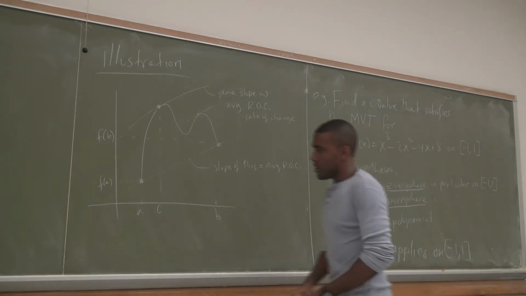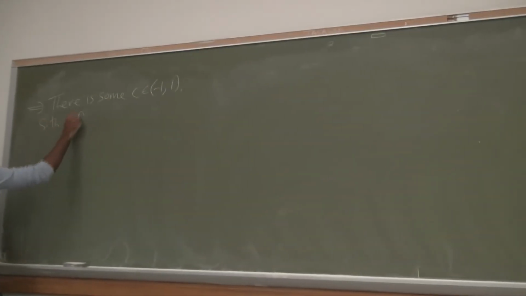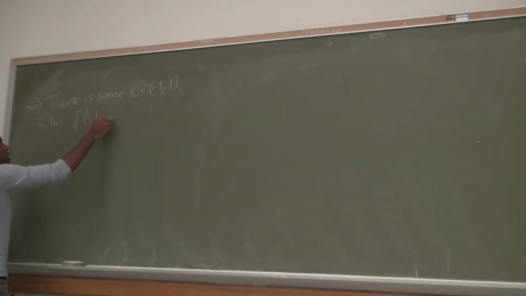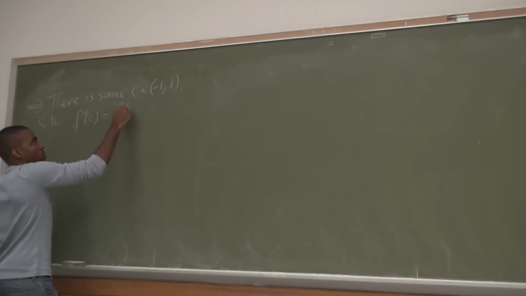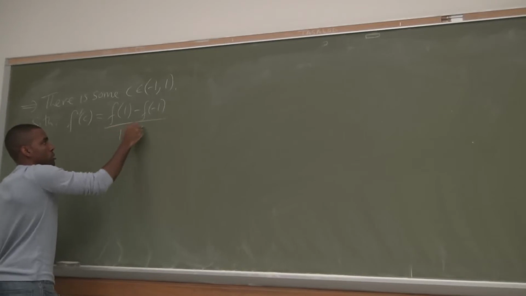Right, so now I need to find that C. Yes. This means there is some C in the open interval (-1, 1) such that f prime of C is equal to (f of 1 minus f of minus 1) over (1 minus minus 1).